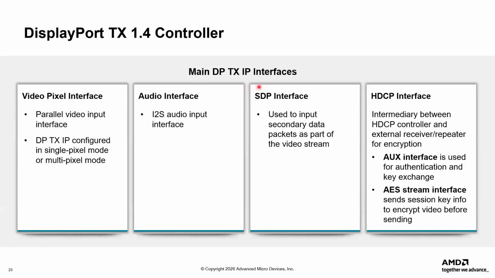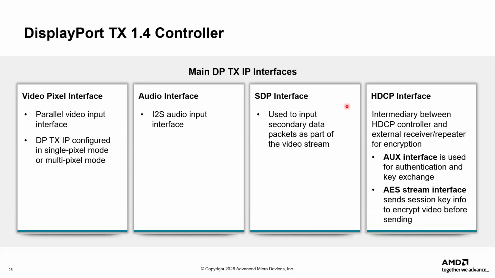So the main DP TX interfaces, I've got the pixel interface. So I've got parallel input output, and then this is going to be configured to either handle just one, what we call basically like a single pixel mode or multi-pixel mode. And it just depends on how the data is being organized and how we're going to process that. The audio interface comes in with this I squared S audio input interface. Then the SDP is used for secondary data packets, which then become part of the overall visual effect.